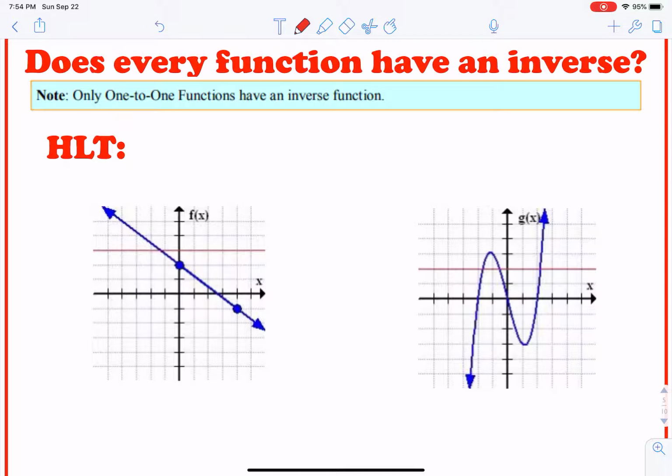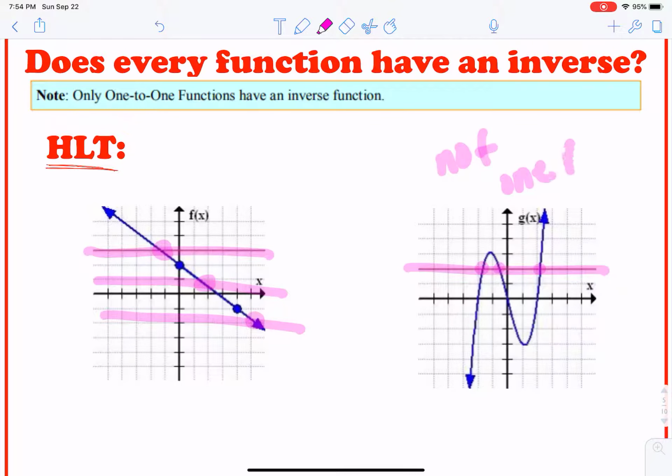Looking at graphs, another way to tell if something is one-to-one, similar to determining if something is a function with the vertical line test, is the horizontal line test, which will tell us if we have one-to-one functions. Looking here, I can draw these horizontal lines in my graph and see that I only hit at one value. Looking here, I can draw a horizontal line and I actually end up hitting in 3 different spots. So this is not one-to-one, but this is one-to-one.